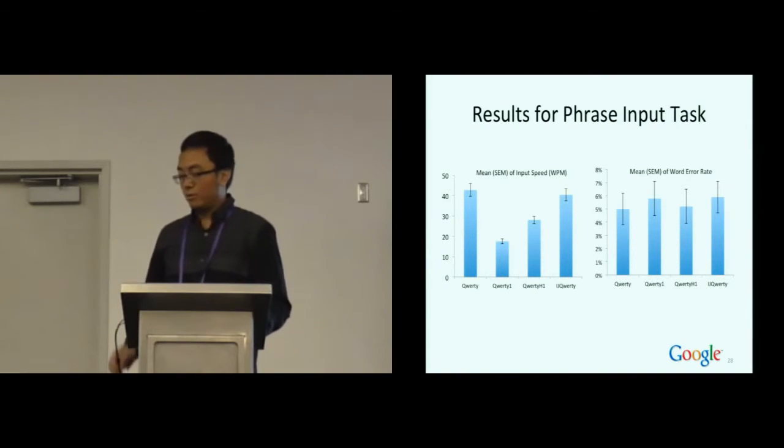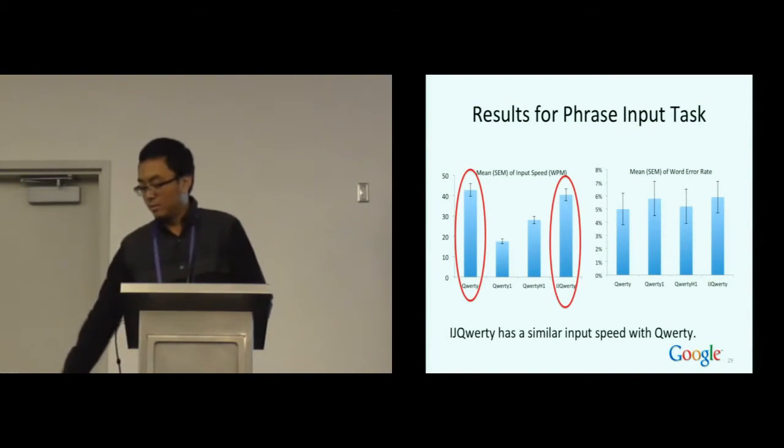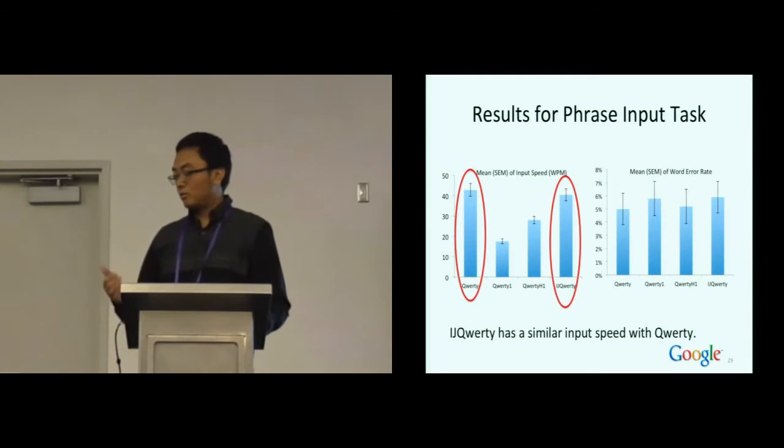So here's the result for the phrase input task. Interestingly, you can see that IJQwerty has a similar input speed to Qwerty. Statistical analysis did not show a significant difference between these two layouts. And both of them are significantly faster than Qwerty H1 and Qwerty 1.